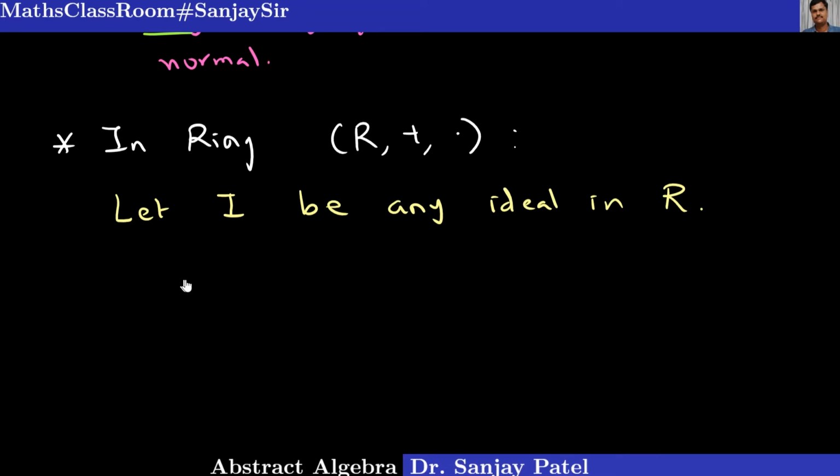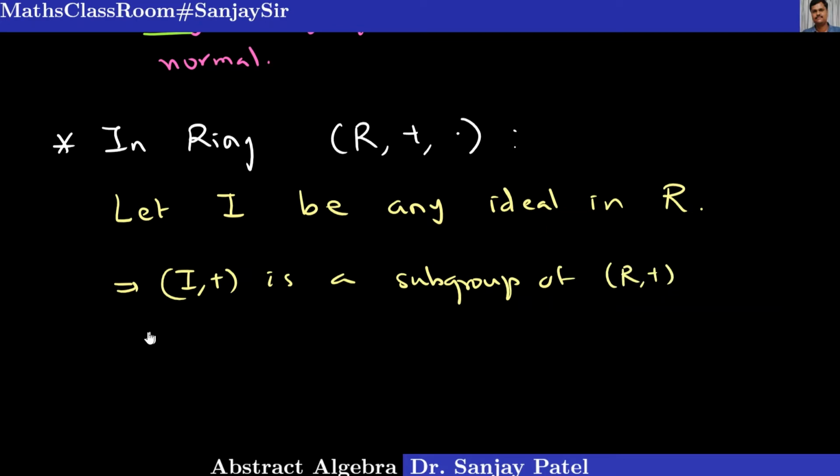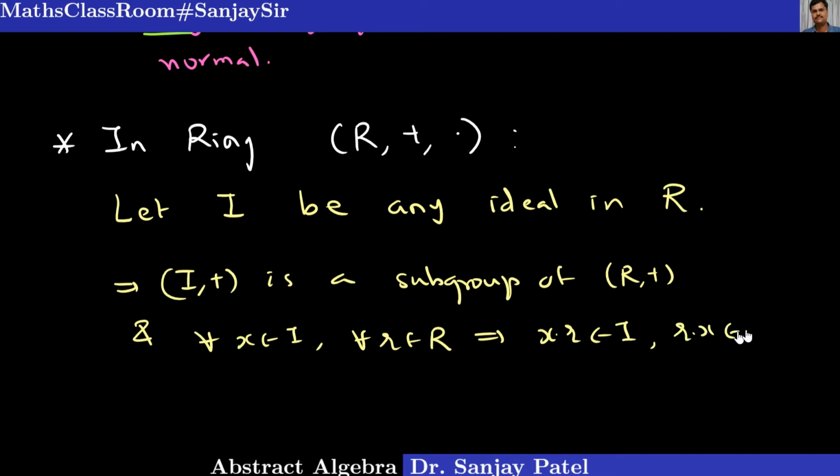An ideal is a subset of the ring which has two properties. First of all, I plus is a subgroup of R plus. That was our first condition, and the second condition was the ideal condition, that for every x belongs to I and for every r belongs to capital R, we have x into r belongs to I and r into x also belongs to I. So this is our definition of ideal.